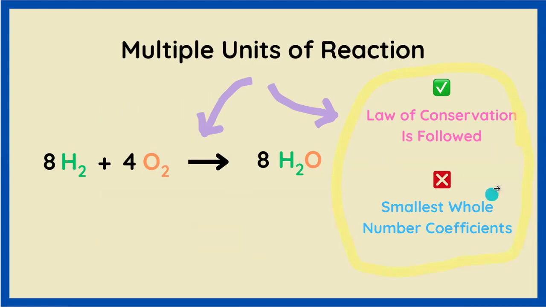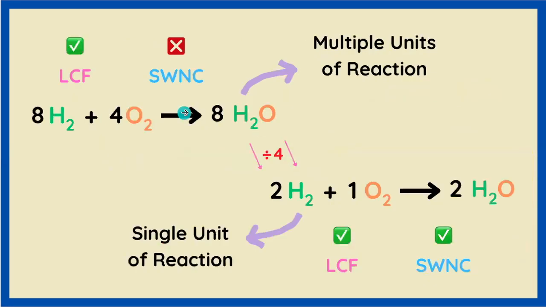Whenever we have this particular combination where this is followed and this is not, that means that the equation, or set of molecules we have, represents multiple units of reaction. In other words, a single unit of reaction scaled by some number. Thus, if we reduce our coefficients down to their smallest whole numbers, 2, 1, 2, we by definition have 1 unit of reaction because we meet both criteria of a balanced chemical equation.